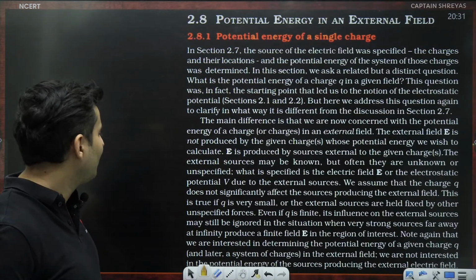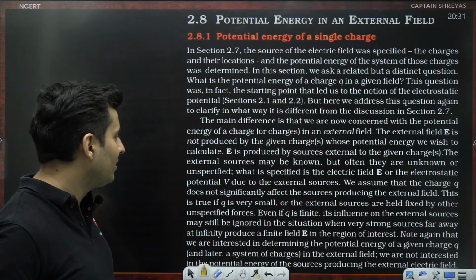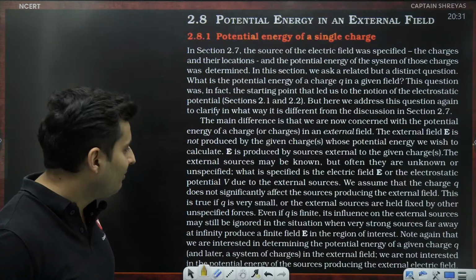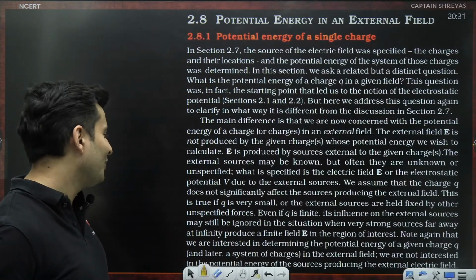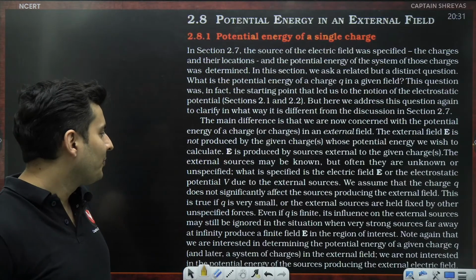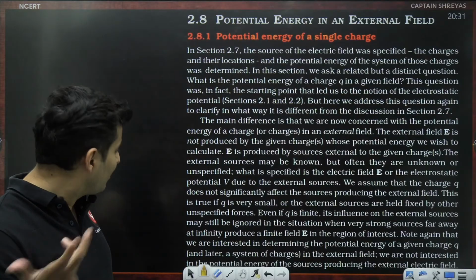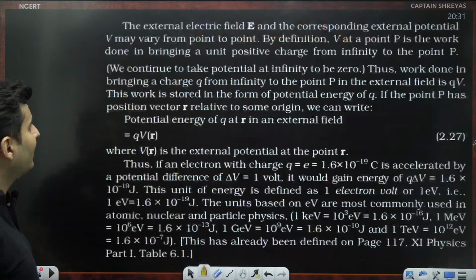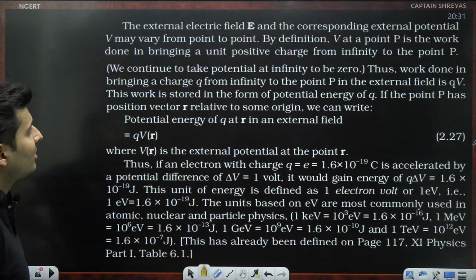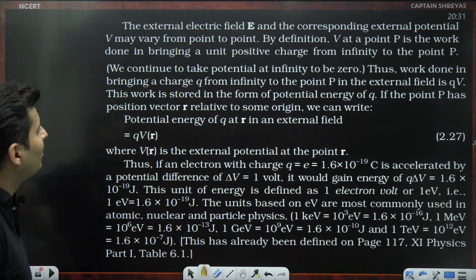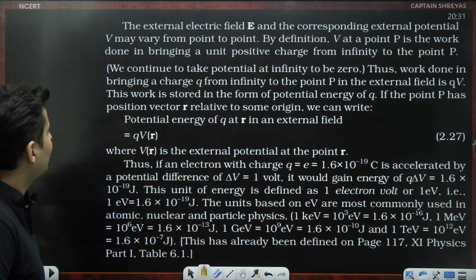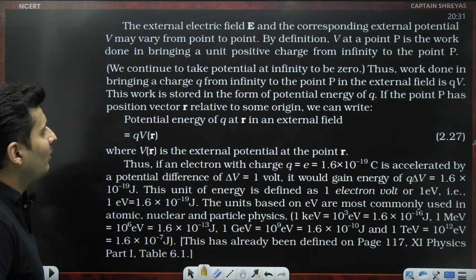Note again that we are interested in determining the potential energy of a given charge, and later a system of charges, in an external field. We are not interested in the potential energy of the sources producing the external field. The external field and the corresponding potential may vary from point to point. Thus, the work done in bringing the charge from infinity to the point P is QV. This work is in the form of potential energy of Q.